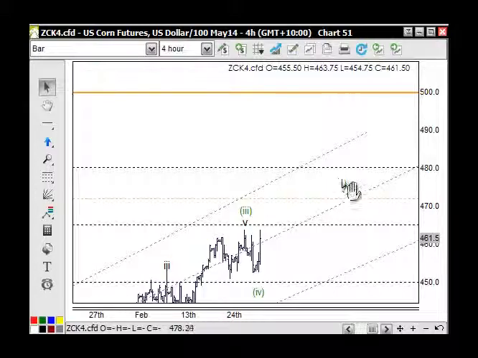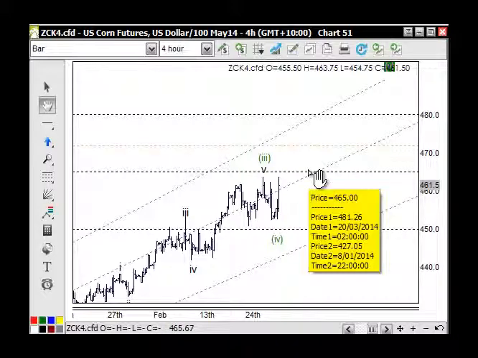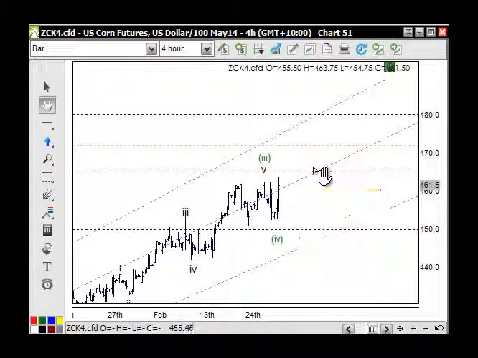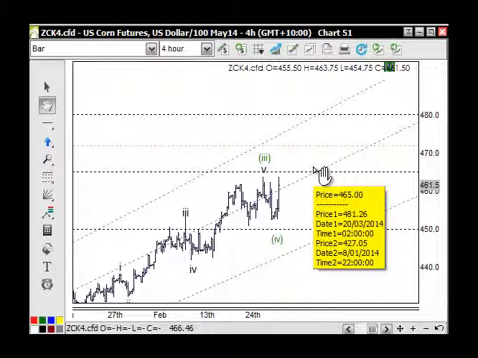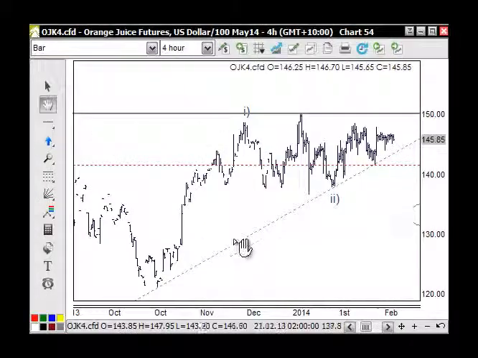We're looking at a 5-wave structure moving further up into this area, and if it can just get its little fingers up into group 2 here and sit on there, then I know that we're further along the way, looking good. Okay, the orange juice market.